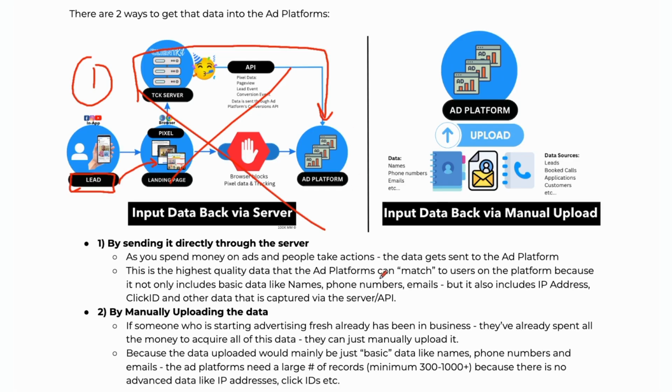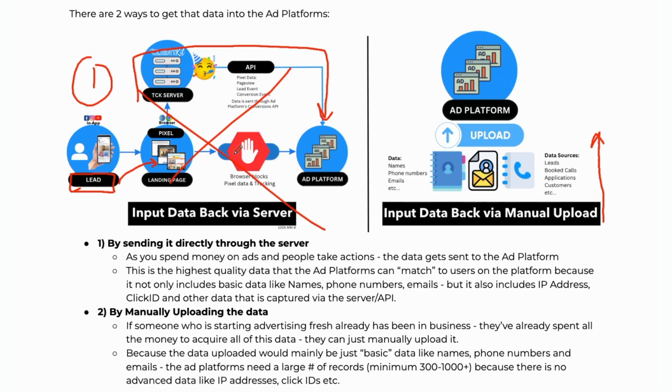And so other people who have been in business in other ways have collected this list, and what they can do is manually upload that list into the ad platforms. But here's the thing: that list is not going to have things like IP address and click ID, because those are only collected via servers and APIs. So they're probably only going to have in their CRM things like name, email address, and phone numbers, which are still very, very valuable. Do not underestimate that.